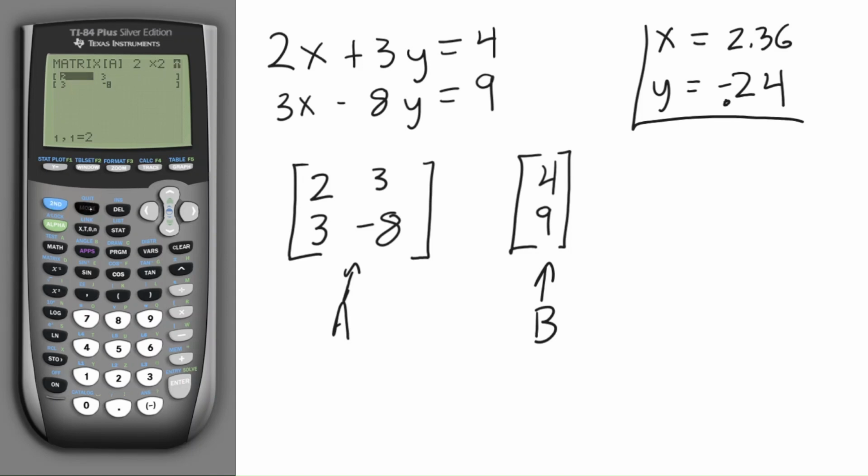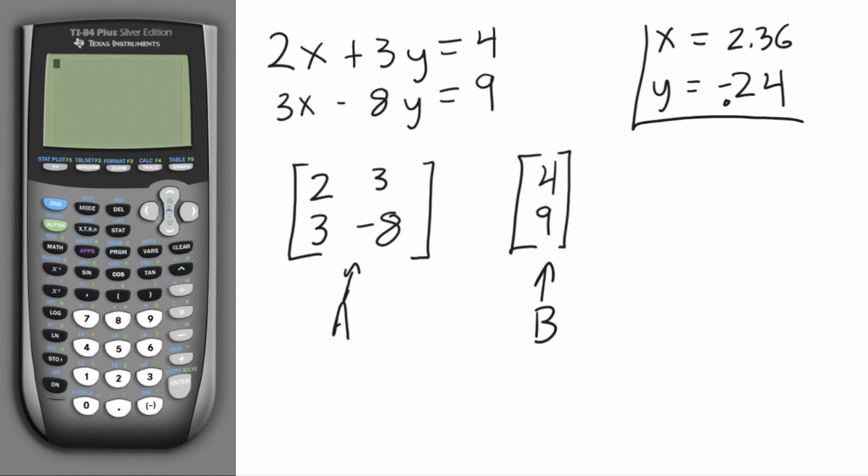So now I quit and go to the second matrix again. This time I'm going to go down to matrix B. Well, actually I have to go to edit first and then to B. Now this one is a 2 by 1 matrix. And you can see it's the right shape. There's just 2 entries, 4 and 9. So I'll quit that.